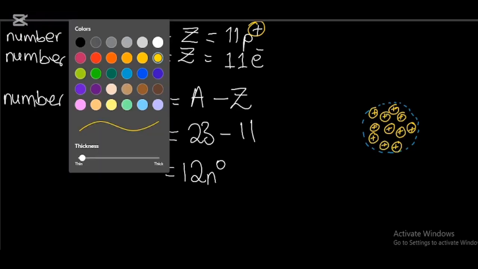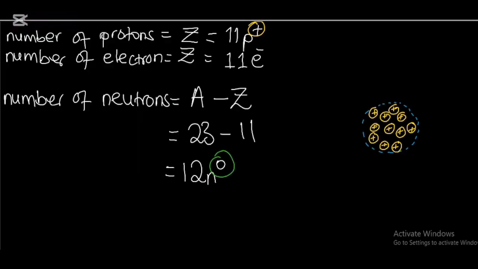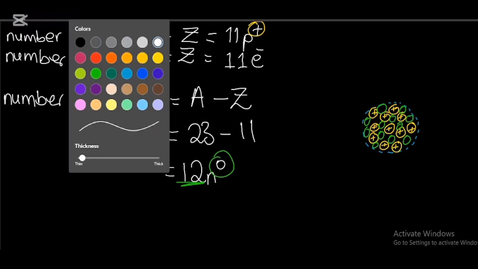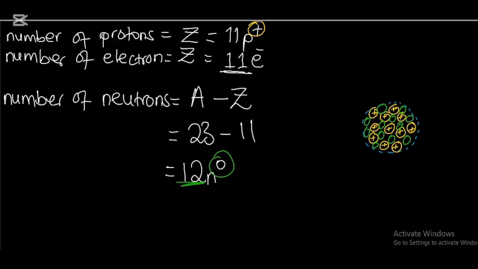We are going to use this light green color to draw the neutrons, of which we have 12. So we have 1, 2, 3, 4, 5, 6, 7, 8, 9, 10, 11, and 12. We have 12 neutrons. Now let's draw the electrons, since we have 11 electrons.